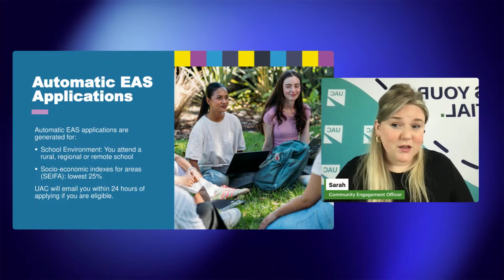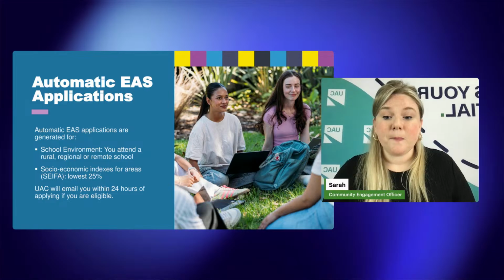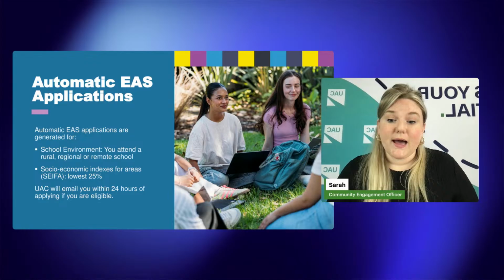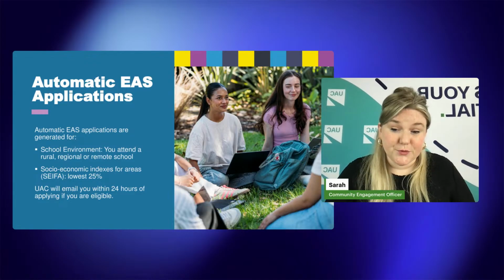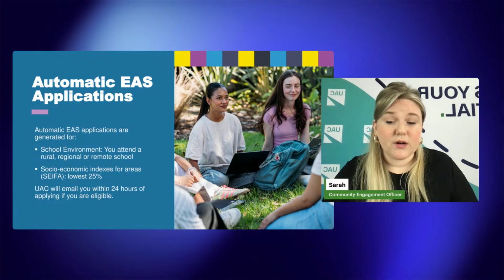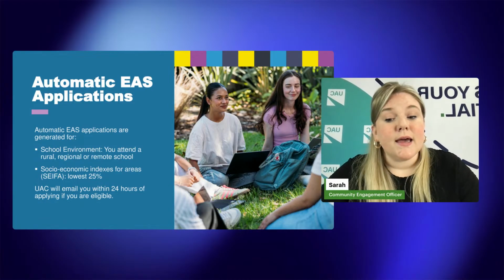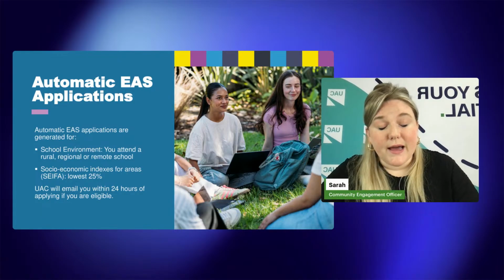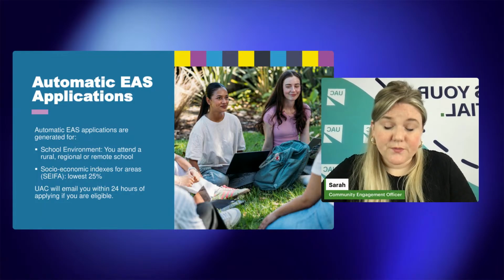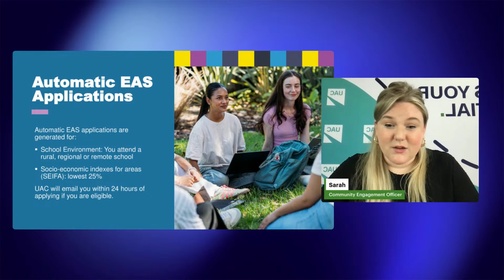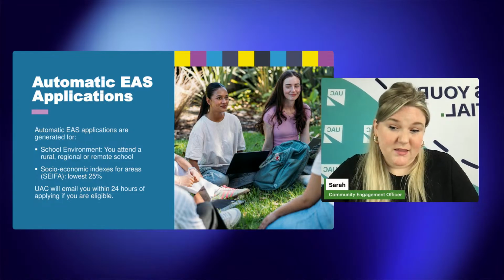You don't have to do anything. You don't have to take any actions here. But what we'll do is we'll do this from our end and you'll get an email within 24 hours of applying if you are eligible for this. So you don't have to do anything. The only time you would have to do anything for these is if you attended a rural, regional, or remote school for part of year 11 and 12, and you now currently go to a metropolitan school, you will have to submit this application. Okay. But if you are still enrolled in that school, you don't have to do anything.